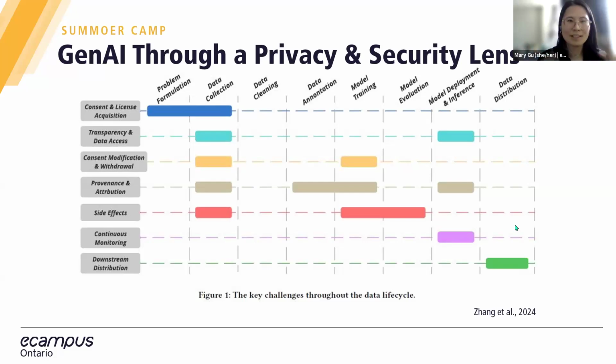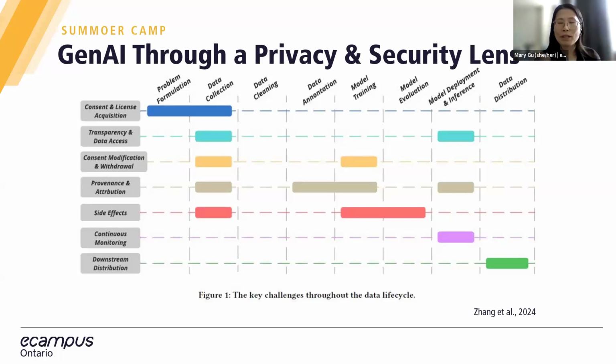So again, the references are all available with slides. I thought this was a great article. Now to talk a little bit about what you're seeing on the screen. Along the horizontal x-axis is the life cycle of data for building an AI model. It starts from problem formulation, data collection, data cleaning, data annotation, model training, model evaluation, model deployment and inference, and to data distribution, so downstream. And then along the vertical y-axis are the broad categories of privacy and copyright challenges that can exist with generative AI. I do recommend reading this article because I feel like it really talks through these considerations really clearly.